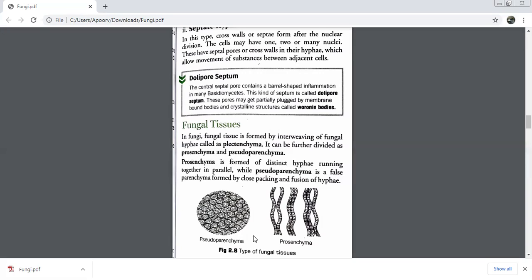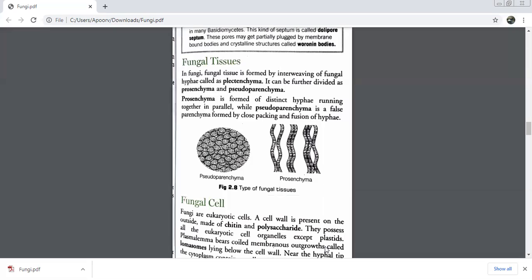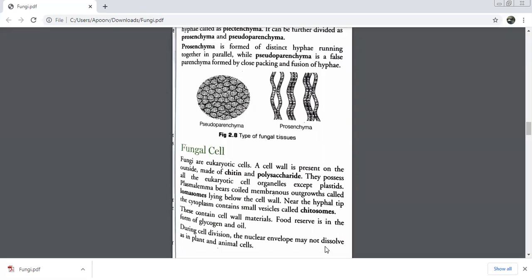Plectenchyma. If the plectenchyma has hyphae which are distinct and parallel to each other, then such a plectenchyma is called prosenchyma. And if all the hyphae are fused like this, and you cannot see them separately, what is this kind of parenchyma called? Very good. So we have talked about fungal tissues.